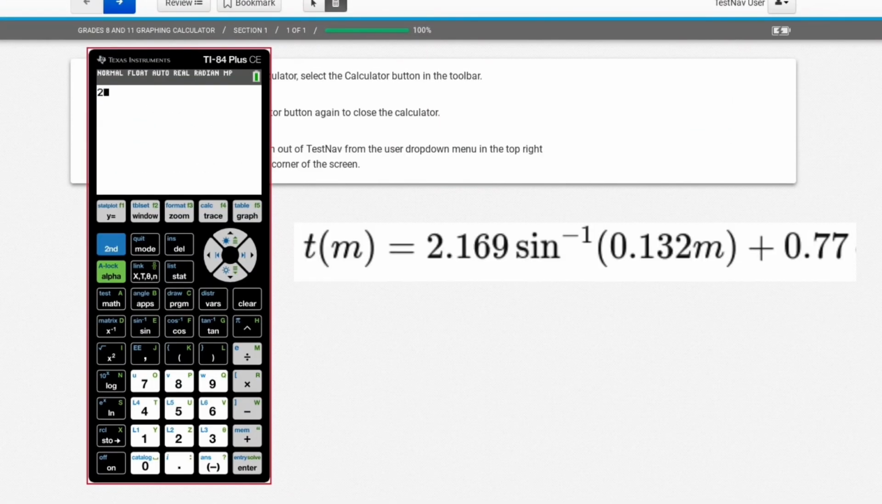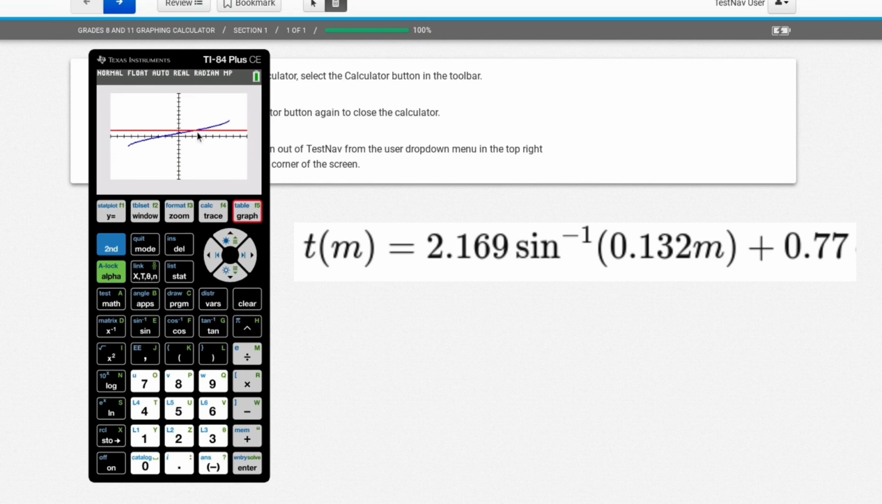Okay, you ready? All right, y equals 2.169. Inverse sine is second sine. There's my inverse sine. 0.132x. So I'm going to make sure I hit that. Close it. Plus 0.77. The other graph that I said I was going to make is going to be 1.5. Okay, so let's hit graph and see what happens.